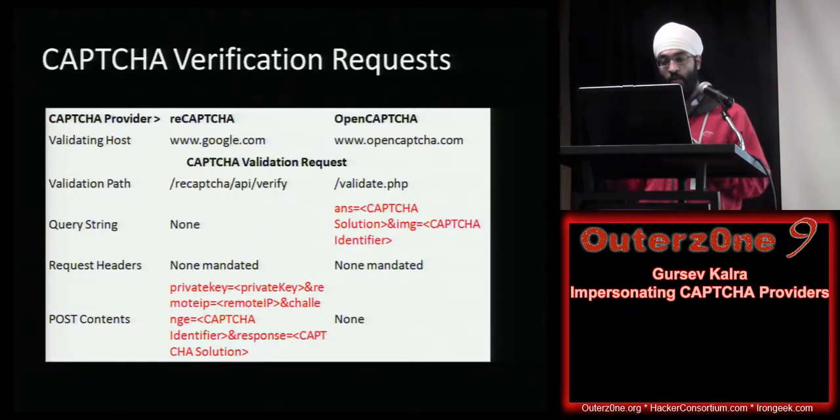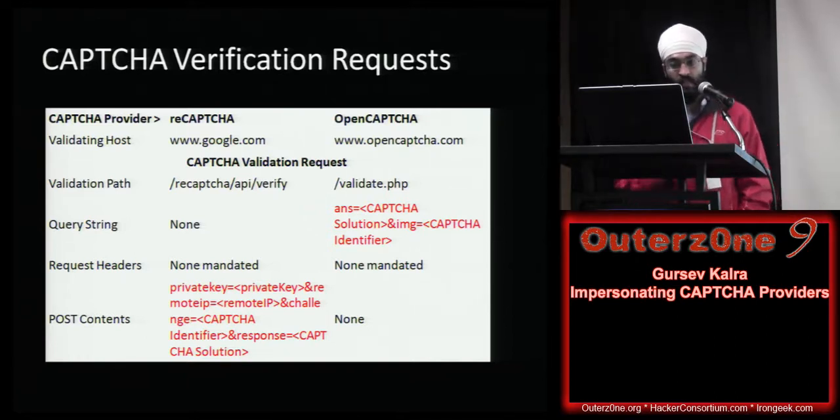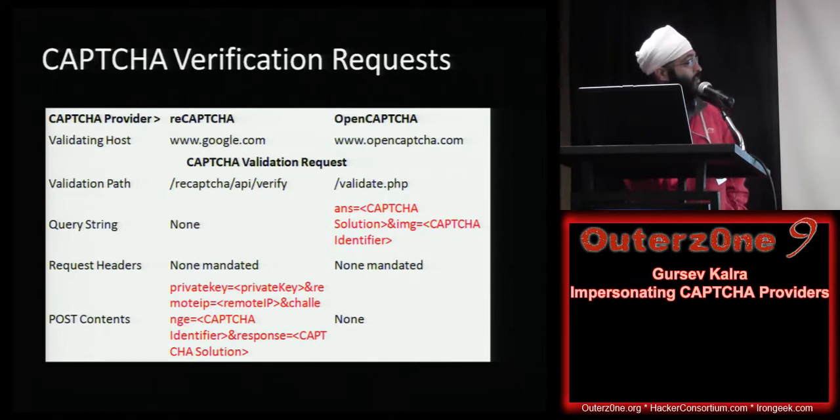So this is what the CAPTCHA verification requests look like. It is an important point to remember that all these requests go over HTTP 1. The second important thing is that a combination of the host name and the validation path here are used to identify a unique CAPTCHA provider.